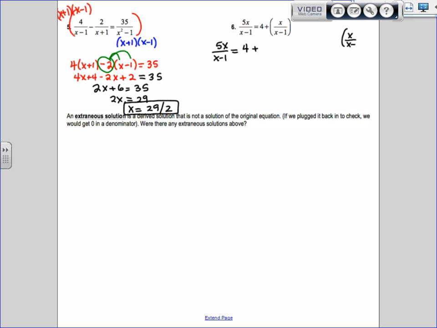All right, x over x minus 1 times x over x minus 1 is going to be x squared over x minus 1 times x minus 1. Okay? So I'm going to leave it factored like that. I'm not going to actually FOIL it out. So my least common denominator is going to be x minus 1 times x minus 1. So I'm going to multiply that on both sides of the equation.